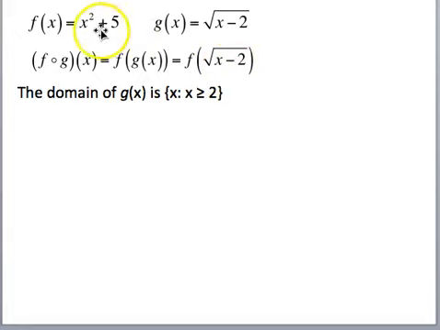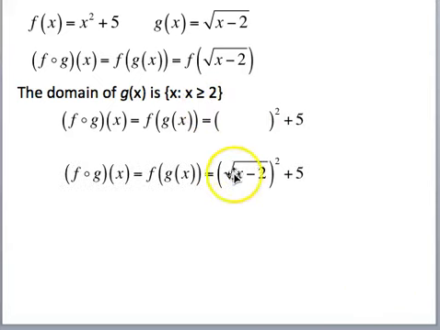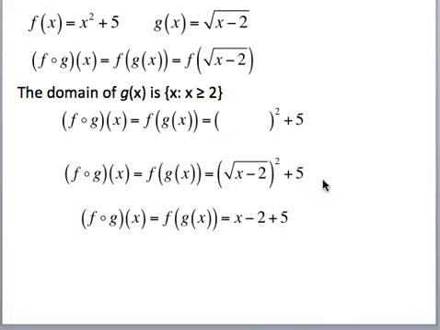What does f do? Squares the original number and adds 5. So the f of the inside function, f of anything, is something squared plus 5. What is the something going to be? Square root of x minus 2. So f of g of x is the square root of x minus 2 squared plus 5, which of course is just x minus 2 plus 5, which simplifies to x plus 3.